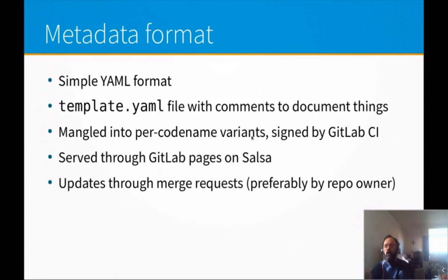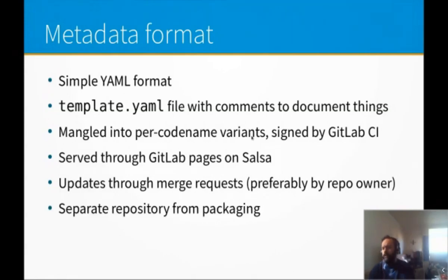Updates are done through merge requests. I do it this way so that I can also ensure that the files remain valid. There are some tests on the GitLab CI pipelines. Preferably, I would prefer if repository owners send a merge request, because that way I'm also sure that the metadata is kept up to date if the repository owner commits to that. But I don't insist on that, especially not in this early stage, because I want people to use it, right? There is also a separate repository for the packaging, and let me show you what the metadata looks like.